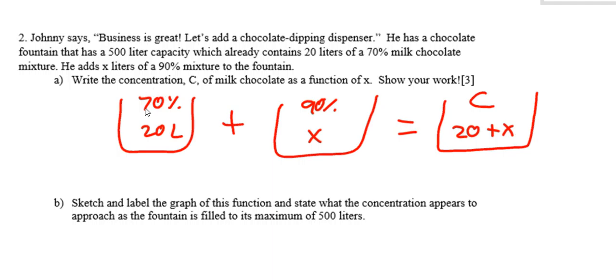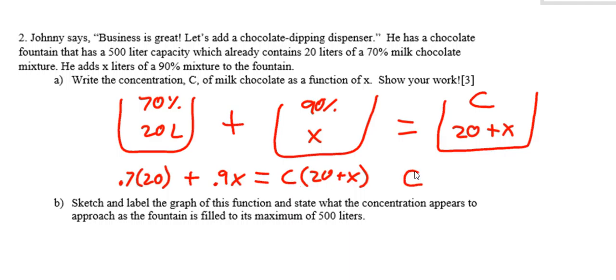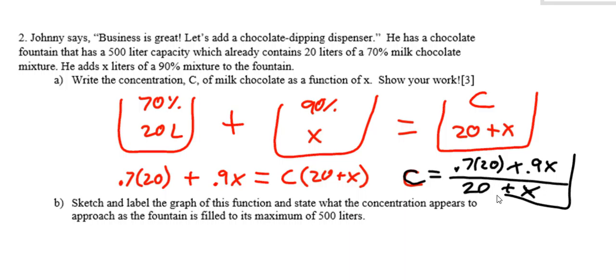To get your equation, you just multiply 0.70 times 20, plus 0.90 times X, equals C times (20 plus X). We'll rewrite that as an equation solved for C. So solve that for C and you get C equals 0.7 times 20, I'm just going to write it out like that and type it in the calculator later, plus 0.9x, over 20 plus x. There's the equation.